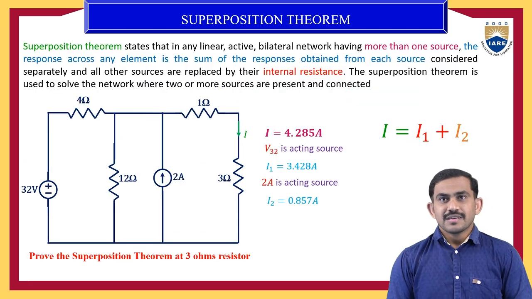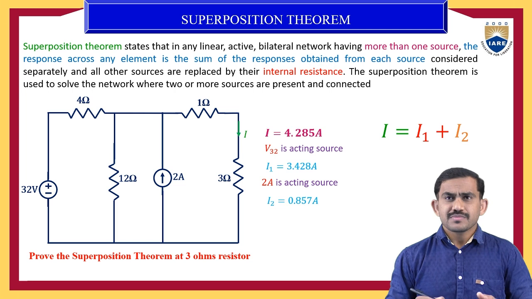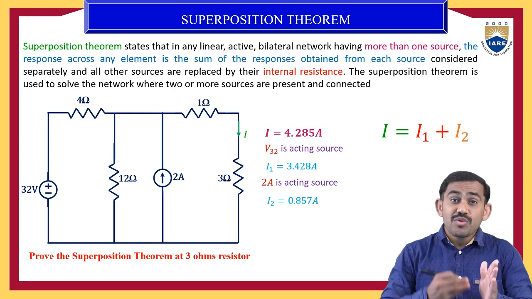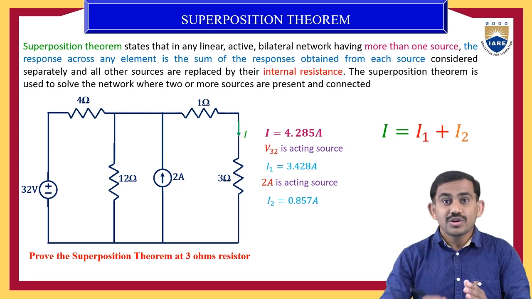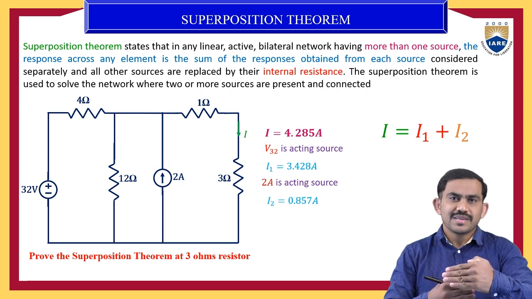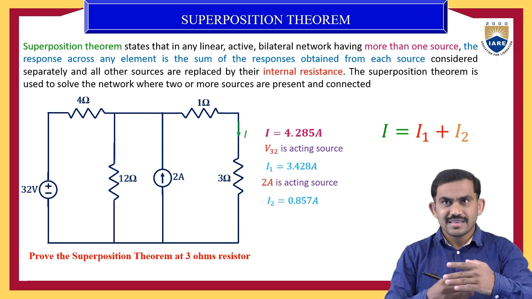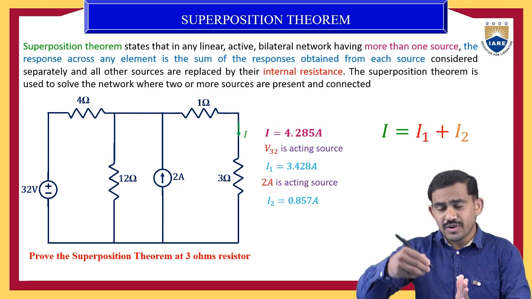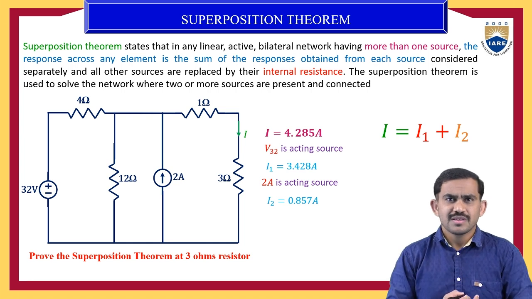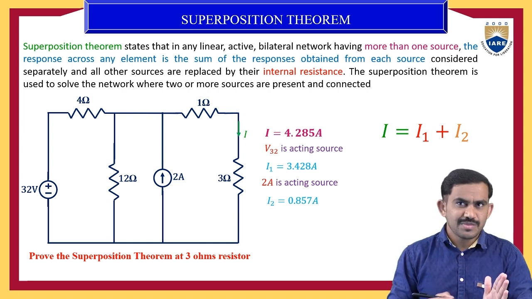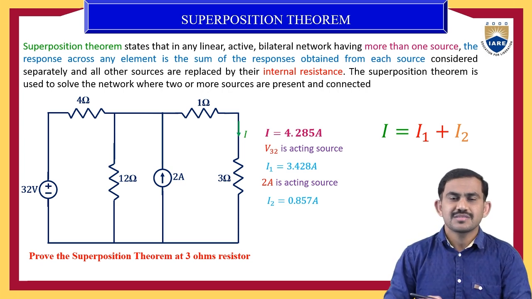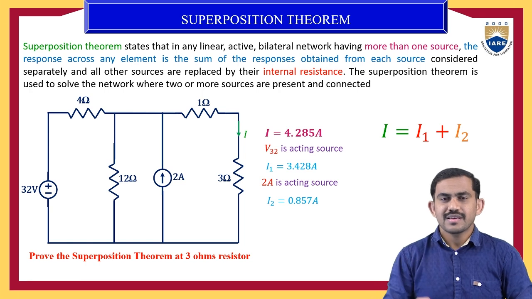Okay, I'll conclude. What is the superposition theorem statement? Any linear bilateral network having more than one source, not only one source, the response across any element is the sum of the responses from each source. That is your superposition theorem. When you find one source acting, what about the remaining sources? The voltage source is short circuit and the current source is open circuit. This is the rule.